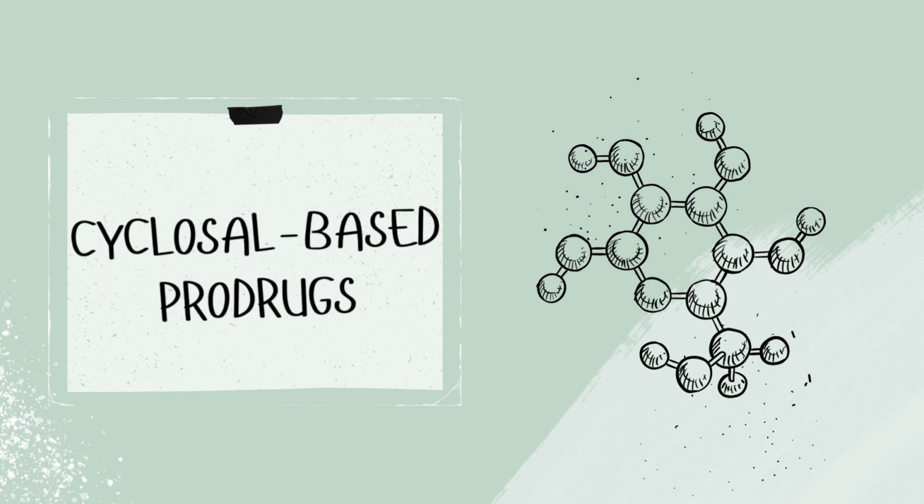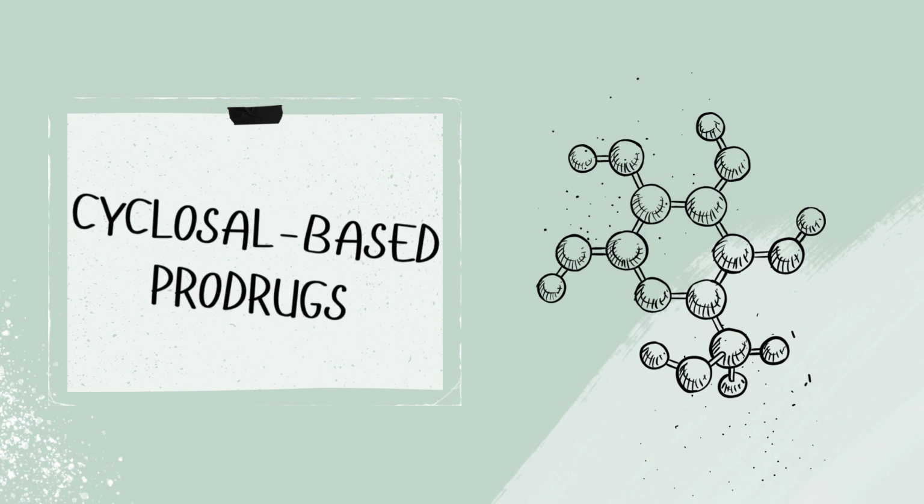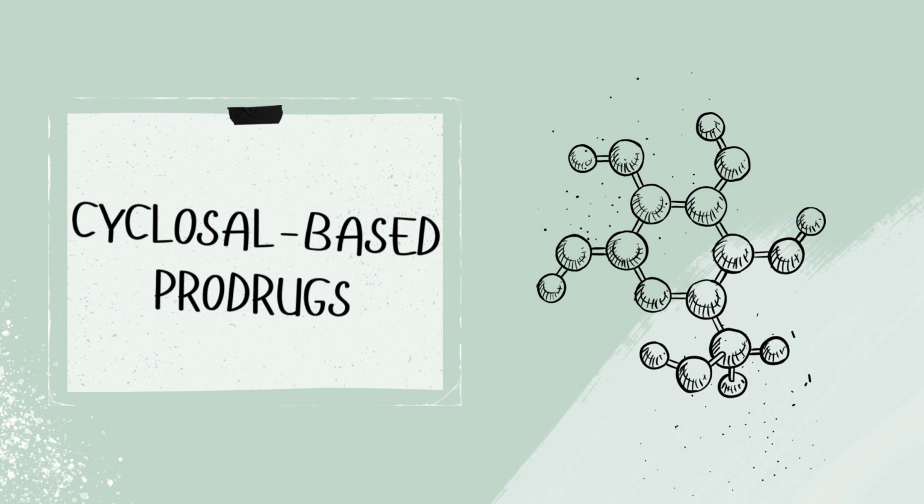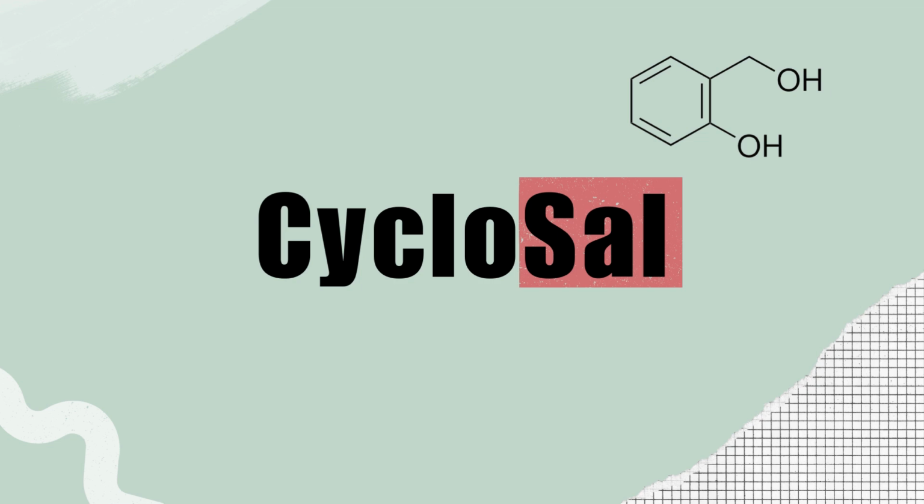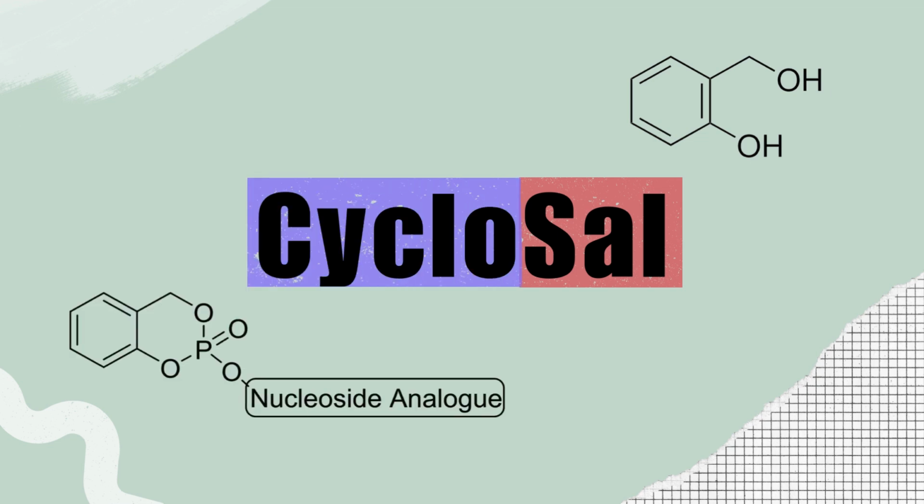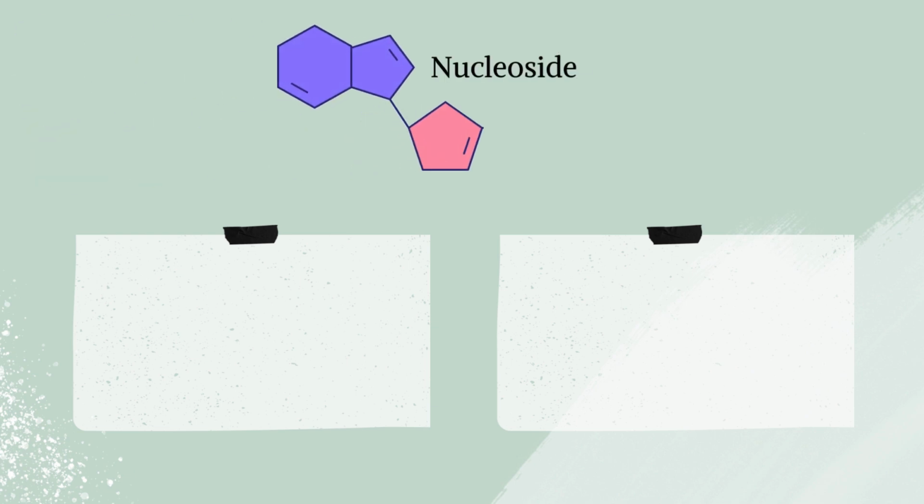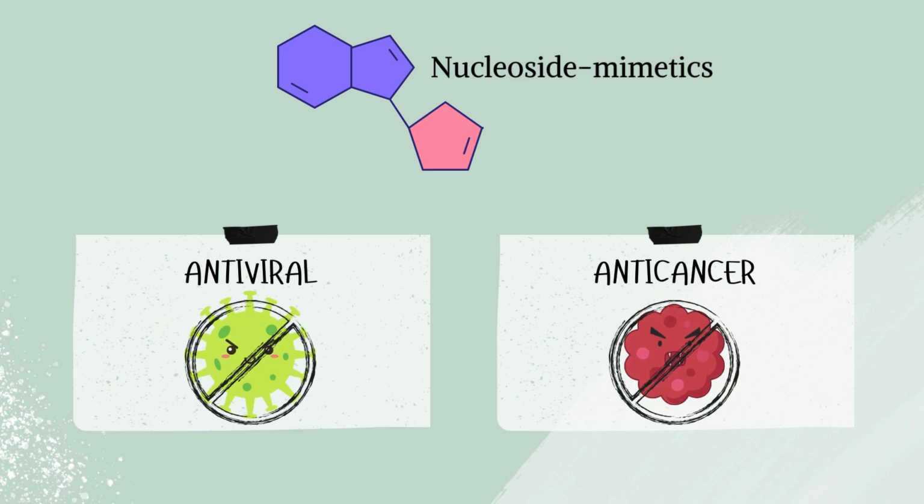Now let's shift our focus to one of the phosphate-based prodrug approaches, which is the CycloSal-based prodrug approach. The name CycloSal originates from its structure, which is a salicyl alcohol that is used as a cyclic bifunctional masking group for nucleoside analogs. The CycloSal prodrug approach has been applied to improve the properties of synthetic nucleoside mimetics, which are crucial for antiviral and anti-cancer treatments.